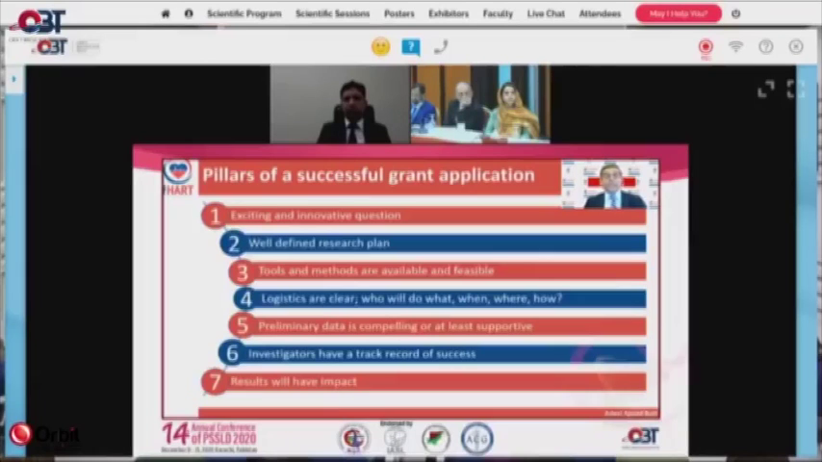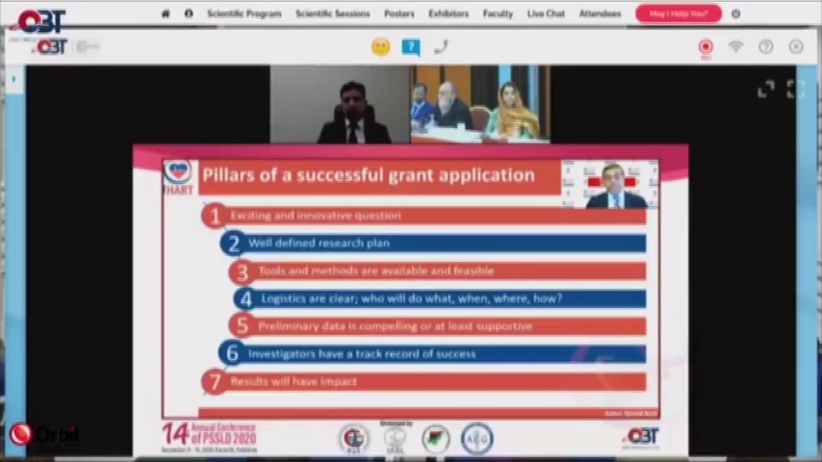very low. In highly competitive grants, investigators must have a track record of success, whether it's through publications or previous grant funding. But that is a strong criteria which gets a lot of weight from the reviewers. And finally, the results should have impact on society, on your patients, on your practice, and so forth.